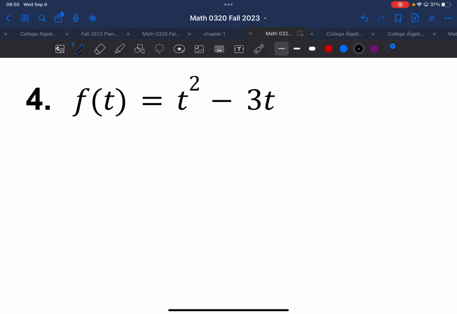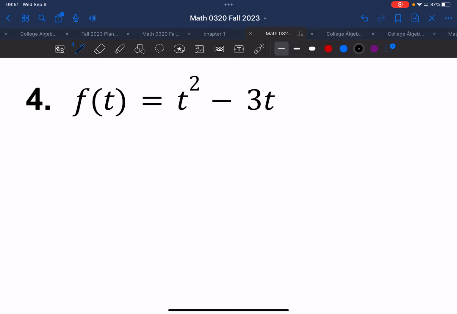For this function f of t is equal to t squared minus 3t. Before we start solving this, just imagine if you were to plug in any number on the number line, negative, 0, or positive, would this ever give you something that is not valid? For example, a fraction with a 0 on the bottom or a square root with a negative. Would it ever give you something that's not valid? No, it would never give you something invalid, right?